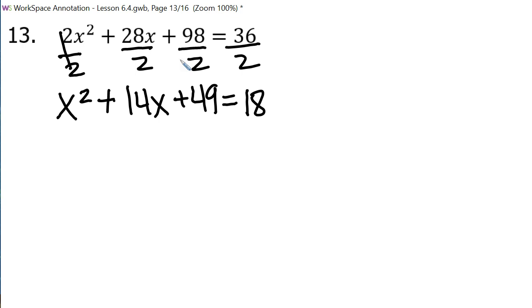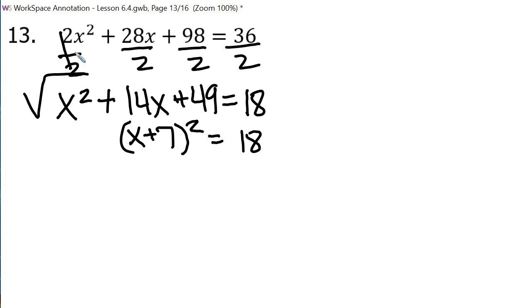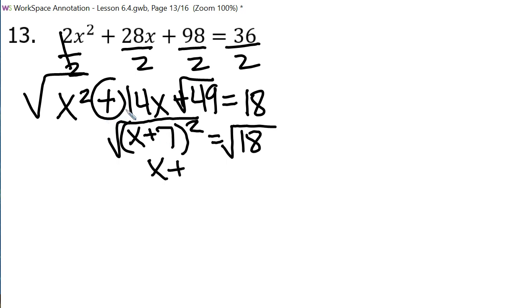Okay, number 13, the first thing you should have done was factor it. And put your parentheses with a square. It equals 18. And what should have gone in the parentheses? X plus 7. Square root of x squared is x. Square root of 49 is 7. Plus sign in the middle. How do we get rid of the square? Square root both sides. And what happens when you square root a square? Cancel, so bring down your x plus 7.